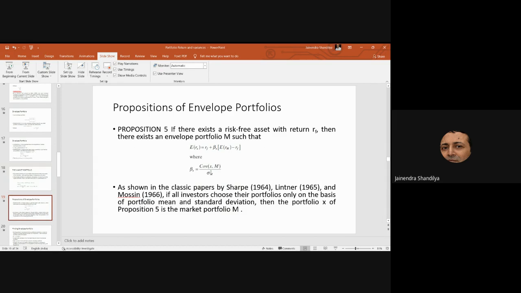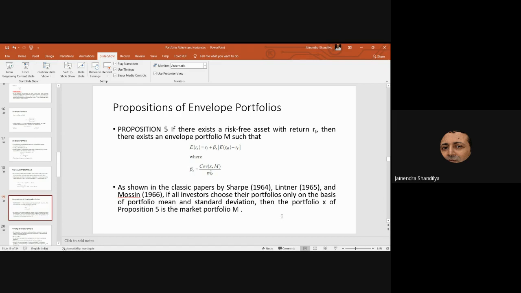So now coming to proposition 5. Proposition 5 is again proposition 3 in a little refined way: if there exists a risk-free asset with return RF, which could be your central bank rate of 5% or 5.5%, or the GSEC rate of 3 years or 5 years, then there exists an envelope portfolio M such that the expected return of X is the risk-free rate plus beta times (ERM minus RF), where beta is nothing but the covariance of stock X with the market upon the variance of the market.